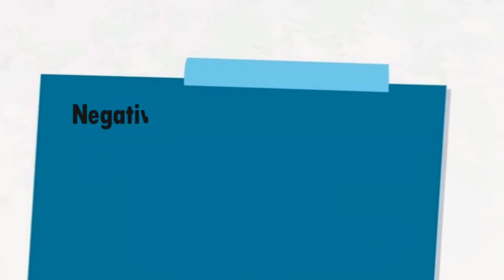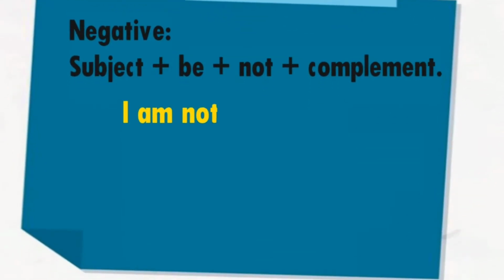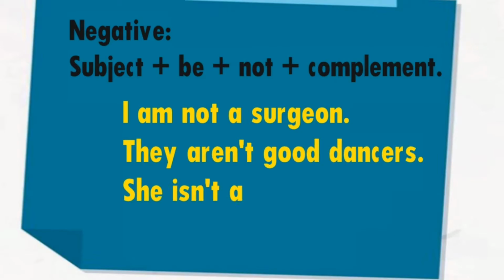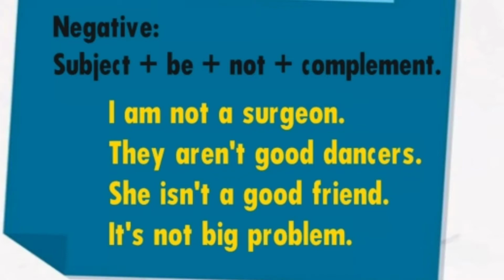And the negative form of the nominal sentence is subject plus be plus not and complement. The characteristic of negative is not after be. The example is, I am not a surgeon. They aren't good dancers. She is a good friend. It's not a big problem.